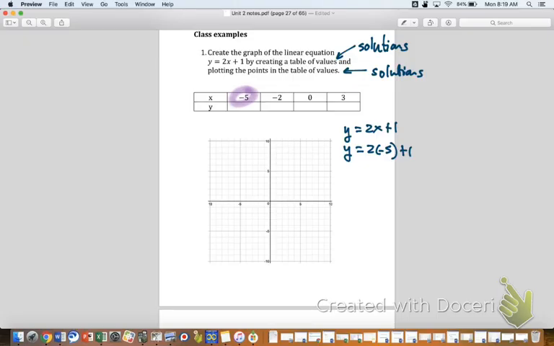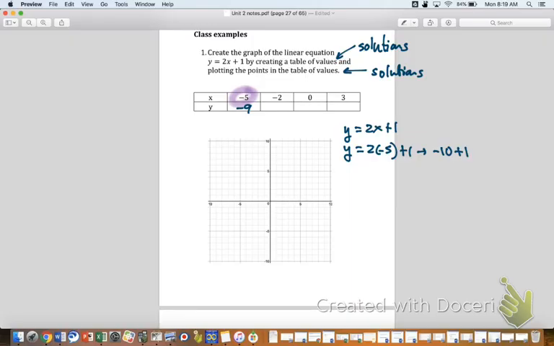Following order of operations, that would leave me with negative 10 plus 1. So if my input is negative 5, what's my output? Negative 9. So I'm going to put that in my table of solutions. My first solution is negative 5, comma, negative 9. Any questions on how I got that? Plugging in the input, getting out an output.